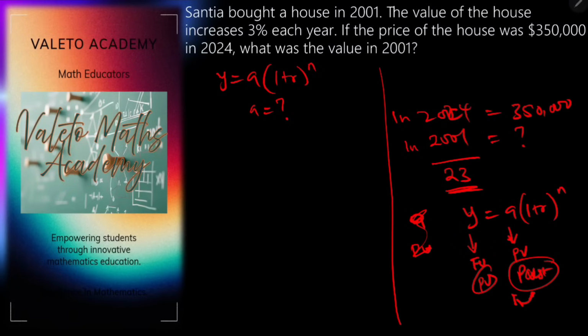So back to the question. We do not know what a is now, what the past value is. But we know that y is equal to $315,000. And then what else do we know? We know that the rate is 3%. And this is t. Okay, t. You can use anything you want anyway. It doesn't matter.